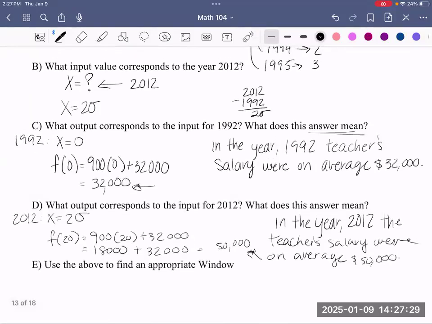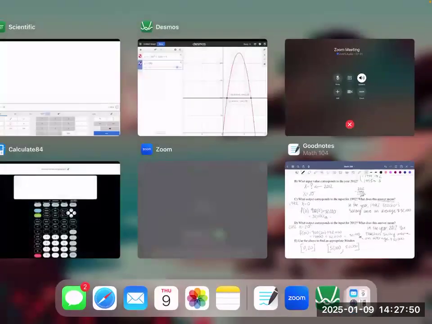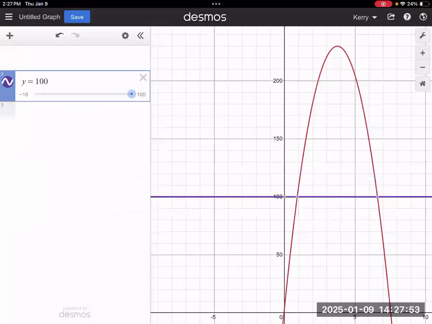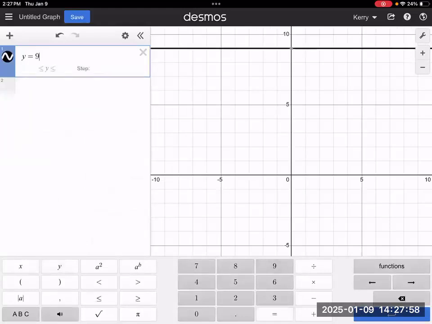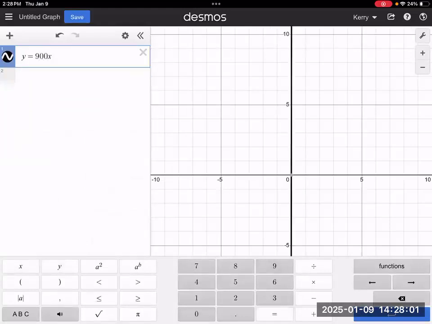So when we go to build a window, they're kind of leading us in a direction. What x values did we use? We went from 0 to 20. What y values did that correspond to? 32,000 and 50,000. So let's go ahead and see what that window looks like when we go to graph. So I'm just going to go back to a normal screen. So you have y equals 900x plus, there we go, 32,000.